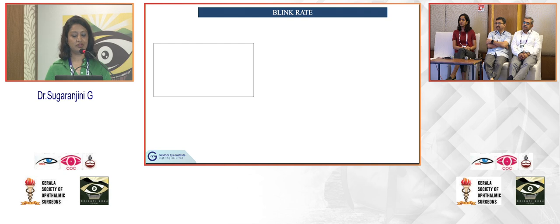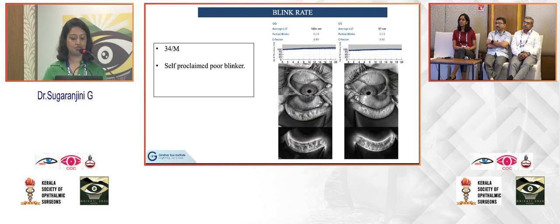And we do rarely have such patients, a 34-year-old male patient who's a self-proclaimed poor blinker. His complaint was that he has dryness and he knows that he blinks very poorly. And he was true to his word. When we did do the test, his blinks were 0 in both eyes. And again here, I would like to highlight that his lipid layer is falsely high. So you cannot tell this patient that you don't have evaporative dry eye because you have a good lipid layer thickness.